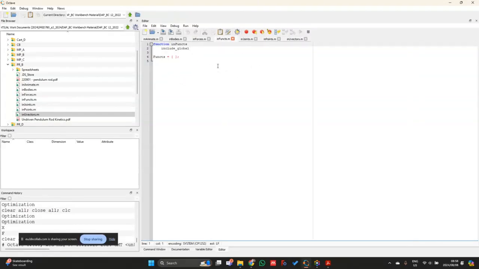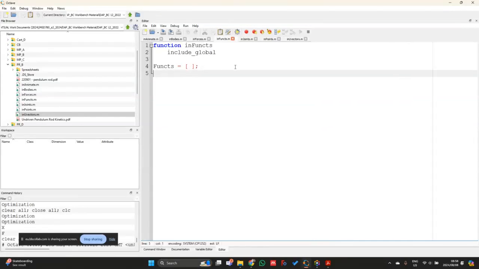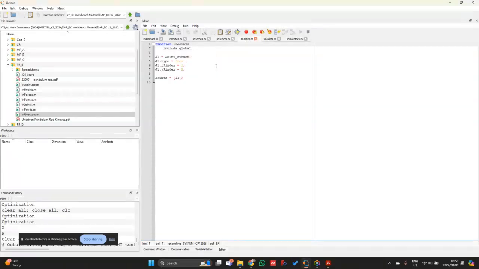Right, so then next up, we have this infunct.m file, and this is where we're then going to specify any functions for driver constraints that we have. So remember, for this example, we're considering an undriven pendulum rod, so we don't have any functions that we want to specify, so we can just leave this funct equal to as an open list over here, or an empty list.